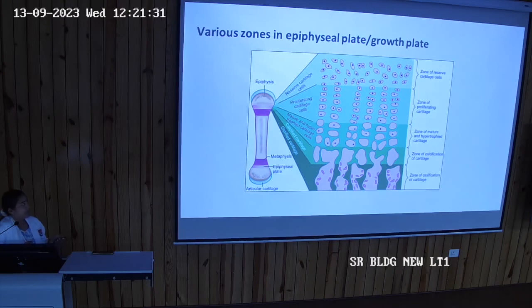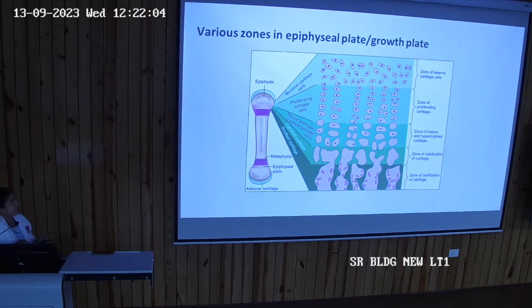Starting from the upper zone, that is the zone of reserve cartilage cells, which is towards the epiphyseal end. The first zone will be present towards the epiphyseal end. At this area, the reserve cartilage cells are present, the cells that will divide to form the bone. It starts from the cartilage cells, so a cartilage model will be formed, which is thereafter ossified by the osteoblasts. These cartilage cells are called chondrocytes.